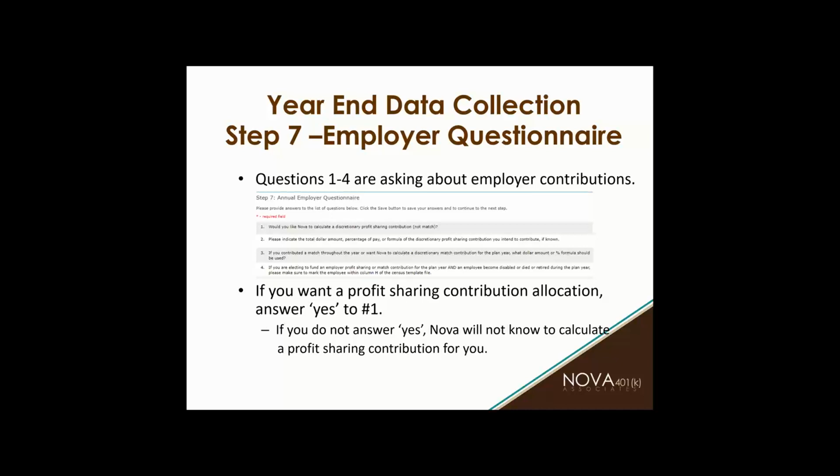And if you are electing to fund a discretionary profit sharing or match contribution for the year, and there was an employee that became disabled or passed away or retired during the plan year, there is a new column, column H, on the revamped census template file this year, and you would just mark a Y for yes, or if you're doing it within plan sponsor link, then just click on the checkbox, okay? We would need to know if one of those employees had any of these three items if you are funding a profit sharing or discretionary match for the plan year, okay?